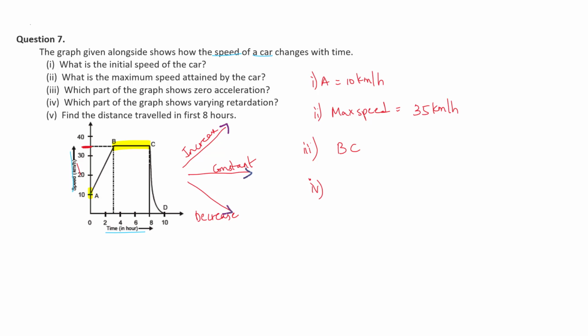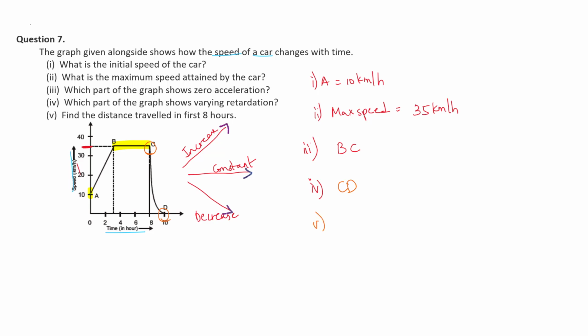Which part of the graph shows varying retardation? Retardation means decrease in speed. As we can see from point C to point D, there is a decrease in speed. Decrease in speed means retardation. So the part of the graph which shows retardation is C to D. This is our fourth question answer.